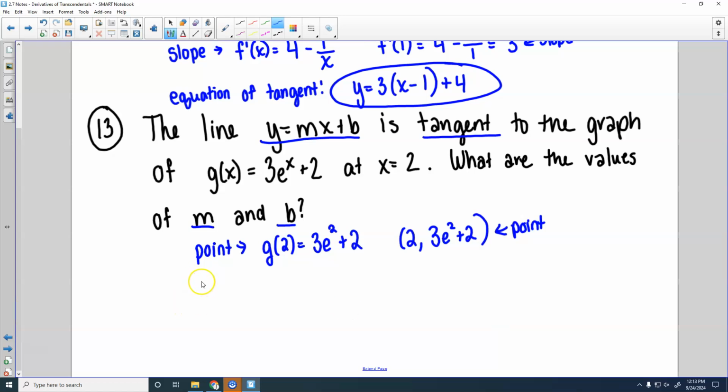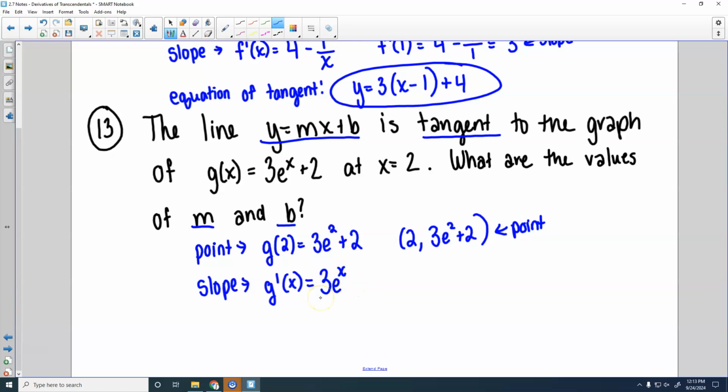To find our slope, we have to find first our derivative of g. So g prime of x is going to be, the derivative of e to the x is e to the x. So right here we just get 3e to the x. The derivative of 2 is 0, so it's going to go away there. So our derivative is just 3e to the x.